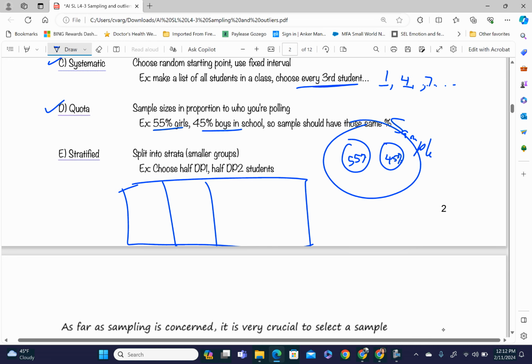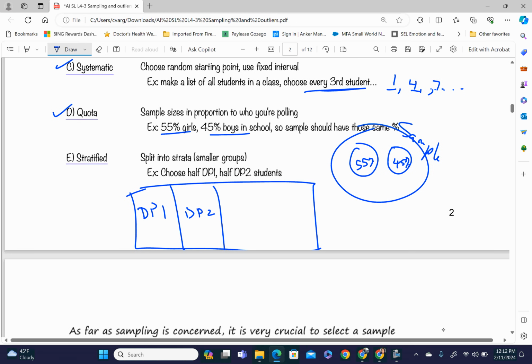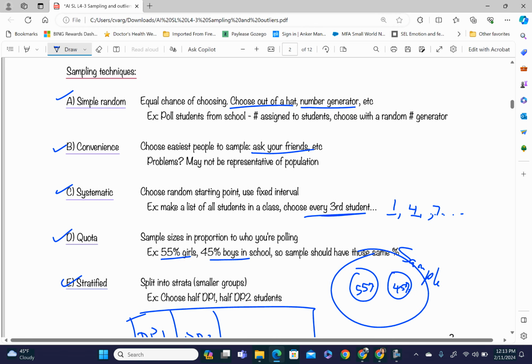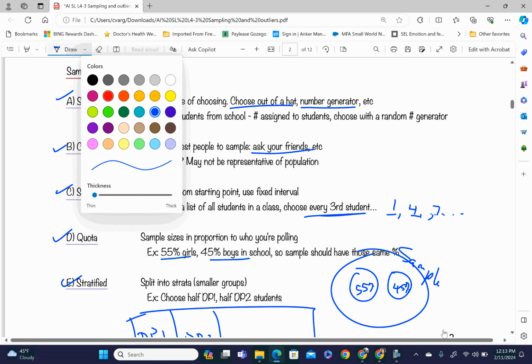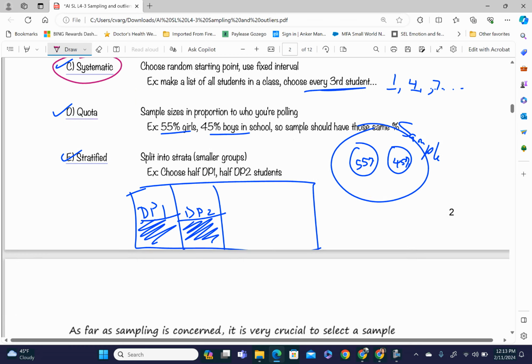So you're saying, okay, this is DP1, this is DP2, and we're going to pick half of the people in DP1 and half of the people in DP2, and we're going to do a stratified sampling. Okay, so those are the different types of sampling techniques. You do need to know all five, but like I said, the ones that are popular, especially for AISL, are definitely convenience sampling. I have seen random sampling as well as systematic. They don't usually do quota stratified, but you do need to know what that is.